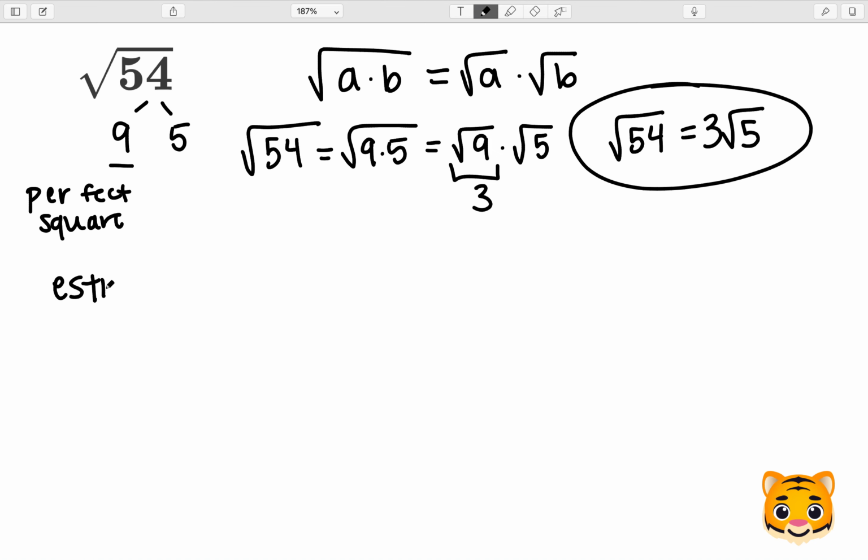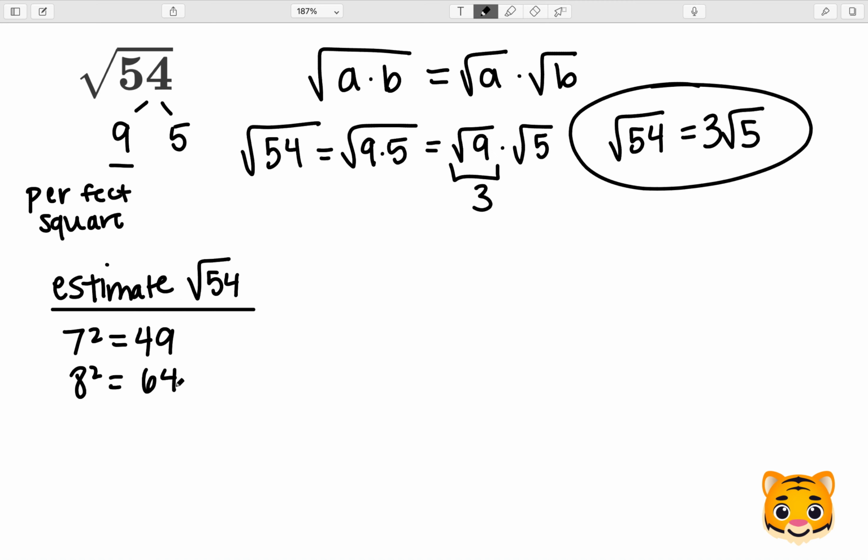However, if we would like to estimate the square root of 54 to the nearest integer, we can use perfect squares near 54 to evaluate. First, we can look at 7 squared, which is 49, and 8 squared, which is 64. We can then see that 54 is between 49 and 64. Therefore, we can write the following inequality.